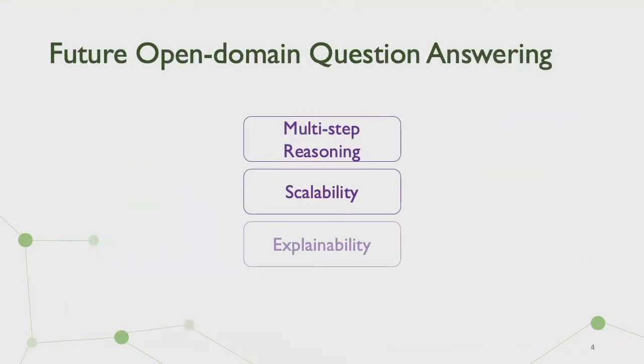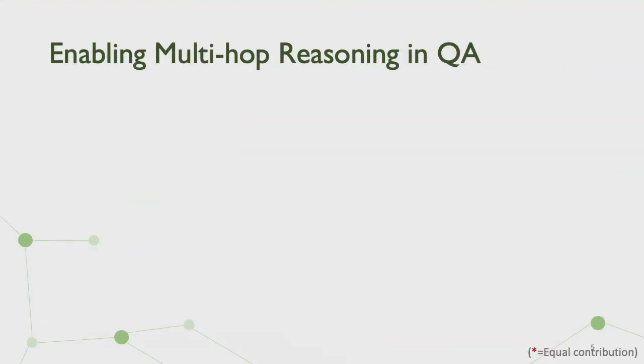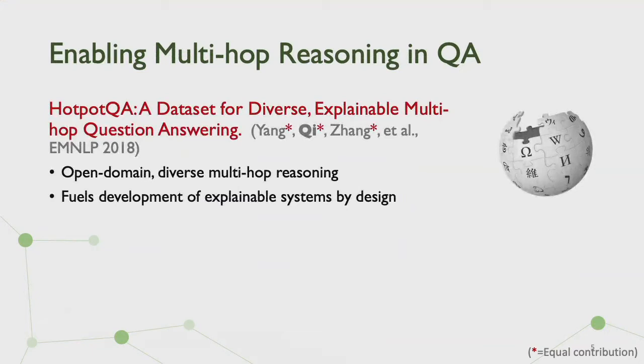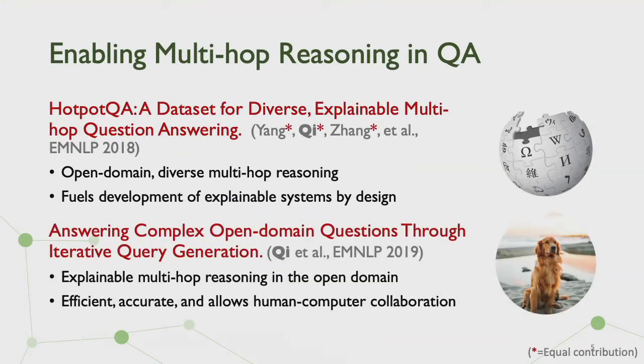And on top of that, I would also add that we need these systems to be explainable, in the sense that all of the decisions or all of the computation steps in the model should be exposed to a human as much as possible in a way that humans can understand, so that we can look into what the model is doing and intervene if necessary. So today I'm going to talk about some of our recent work on enabling multi-hop reasoning in question answering, and specifically I'm going to talk about first a dataset called HotpotQA that was published in EMNLP last year, and more recent work that we're presenting at EMNLP this year that works on that dataset.